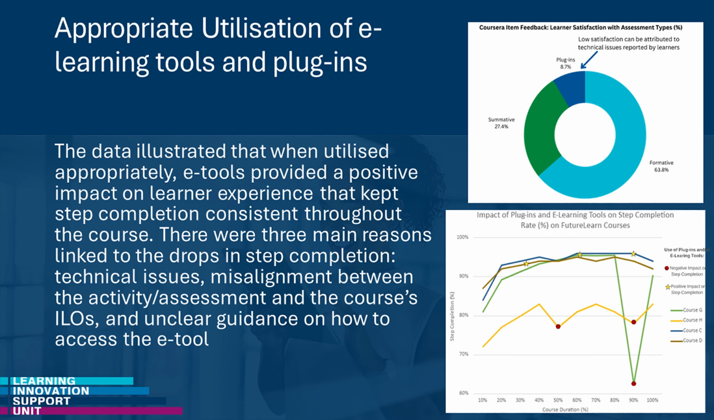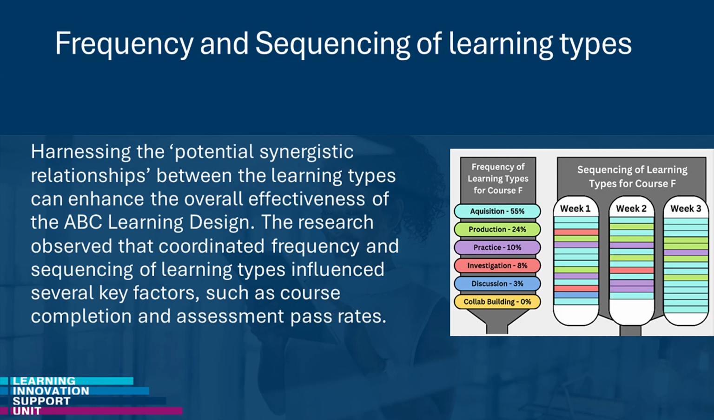The next key finding has to do with the appropriate utilization of e-learning tools and plugins. Based on the results of the research, appropriate utilization of e-learning tools and plugins can be achieved by ensuring that the e-learning tool has been rigorously tested within the intended platform, aligns with the course ILOs, and is always paired with guidance. Finally, in the second category, we discuss our last key finding, which looks at the impact of frequency and sequencing of the learning types.